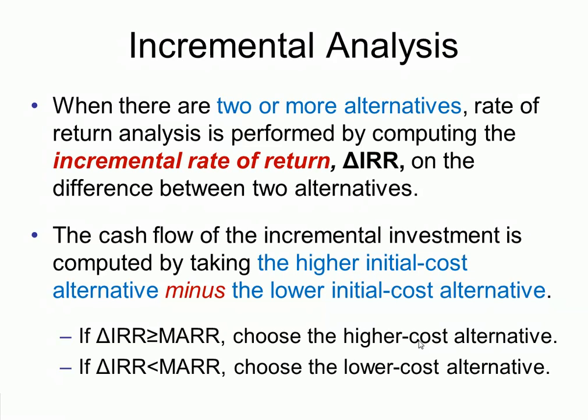So now let's talk a little bit about incremental analysis. It's important to learn this incremental analysis. When there are two or more alternatives, the rate of return analysis is performed by computing the incremental rate of return, also denoted as delta IRR, on the difference between the two alternatives. The cash flow of the incremental investment is computed by taking the higher initial cost alternative and subtracting the lower initial cost alternative. If our incremental rate of return is larger than the minimum attractive rate of return, we're going to choose the higher cost alternative. If it is smaller, then we're going to choose the lower cost alternative.